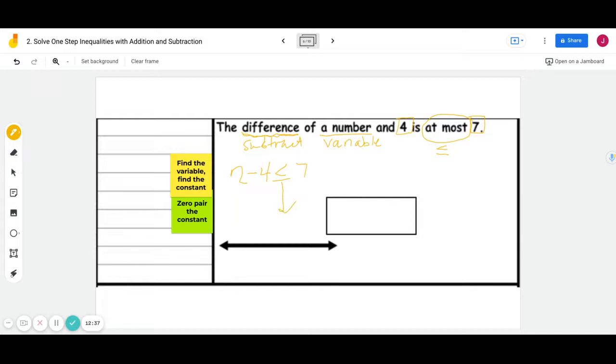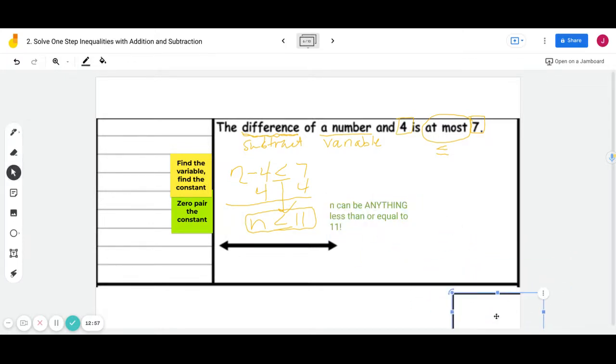Find your variable, find your constant. N is my variable, negative 4 is my constant, so I'm doing positive 4 on both sides of the inequality. N is less than or equal to positive 7, positive 4, 11. What that means is N can be anything less than or equal to 11. Find your target number. It's 11. 1 less than 11 is 10. 1 greater than 11 is 12. Less than or equal to is a closed circle. And less than 11 would be 10 and going down to those negatives, right?